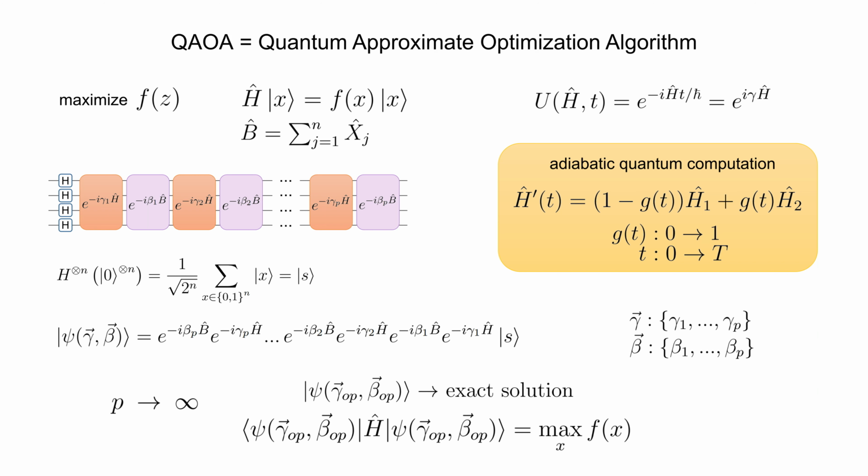Therefore, for properly chosen beta and gamma, in the limit of infinite number of steps, the final state of the system tends to the exact solution. There are several ways to optimize the vectors gamma and beta. How to choose p is also a separate question, and it is beyond the scope of this video, and further information you might find in the description.